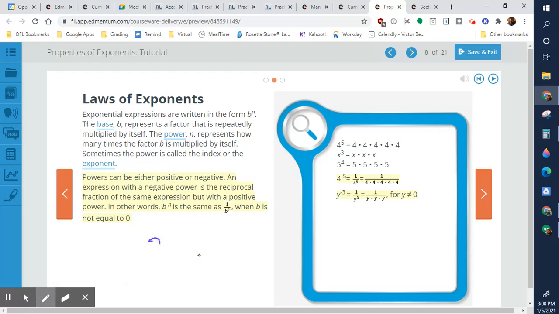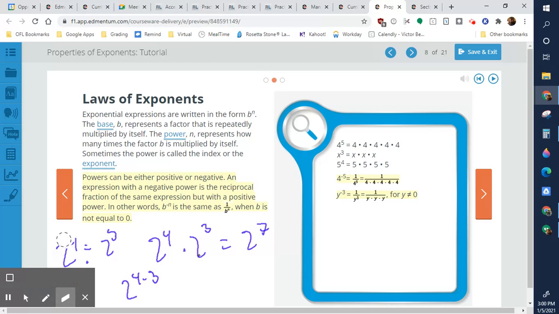When we had 2 to the 4 times 2 to the third, we got 2 to the 7. We added them. That's from multiplying. But what if we divided? Well, if we divided, we wouldn't be adding them anymore. We would be subtracting those powers. So negative, at least when it comes to exponents, means division. So it's kind of like a tier above it.